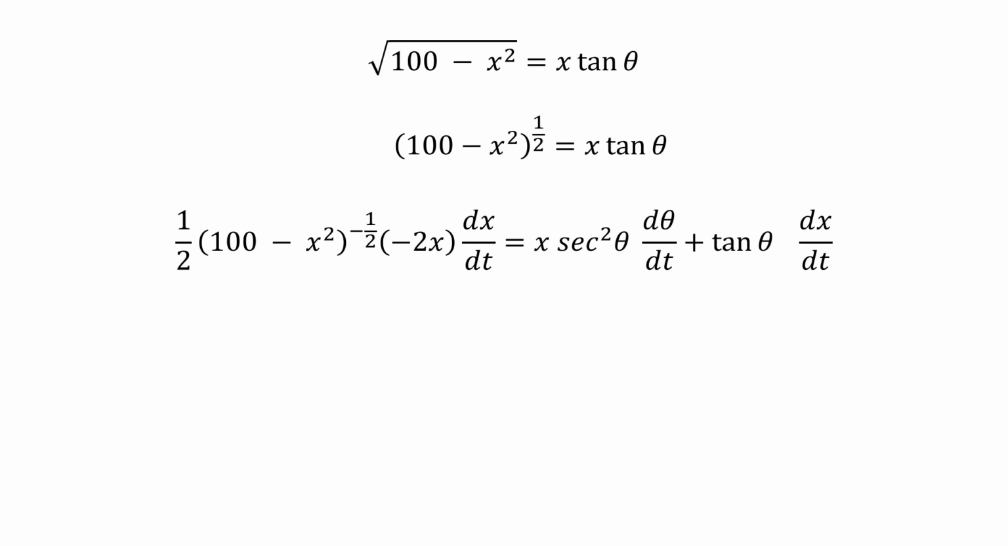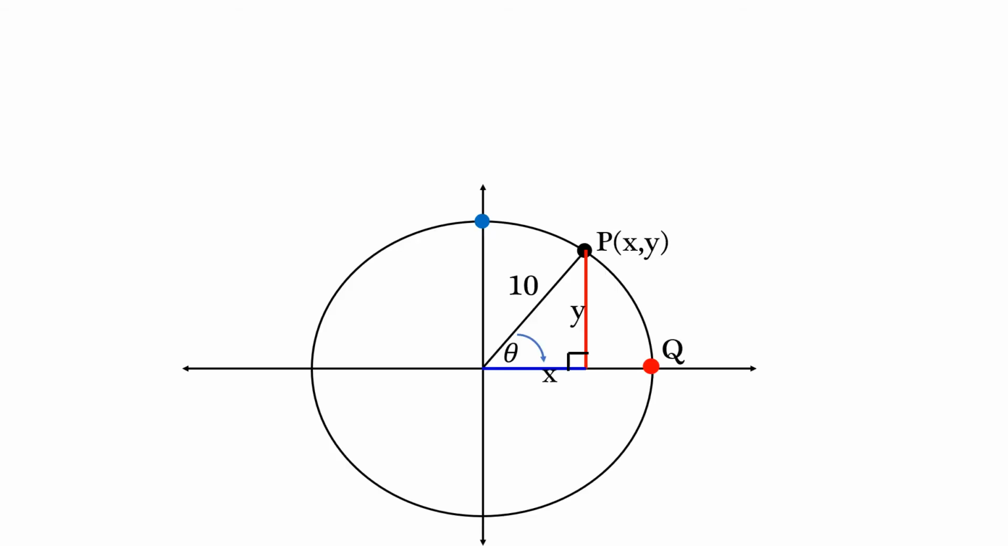Now let's look at what we have. We are, of course, looking for dx dt. In order for us to find the value of dx dt, we must have the value of x. We are being given that x is equal to 5. We also have the value for d theta over dt, but we don't have the value for secant squared theta, and we also don't have the value for tangent theta. So let's take a pause on this equation and let's look again at our illustration.